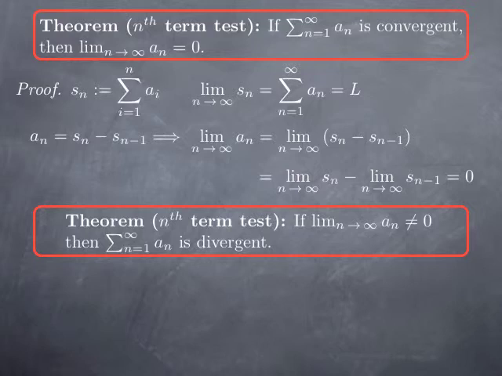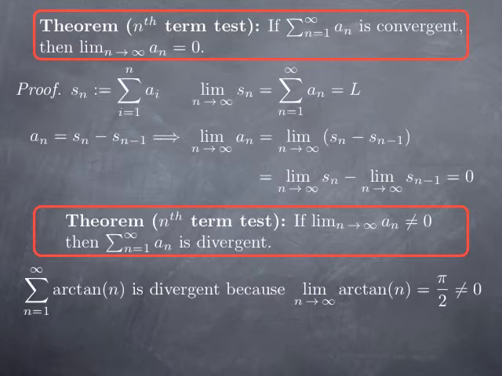But this is the so-called contrapositive form, the second form that we use in practice as a criterion for divergence. So for instance, if you consider the series from 1 to infinity of arctangent of n, you can immediately conclude that it is divergent because the limit of arctangent n as n goes to infinity is pi over 2. And this is not 0, so the sequence of terms doesn't go to 0, so the series is divergent.